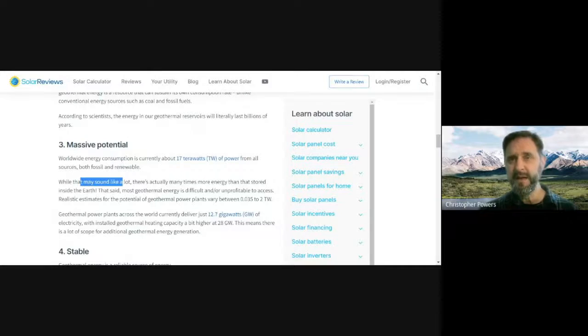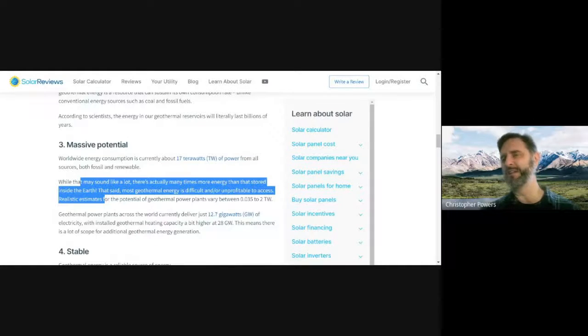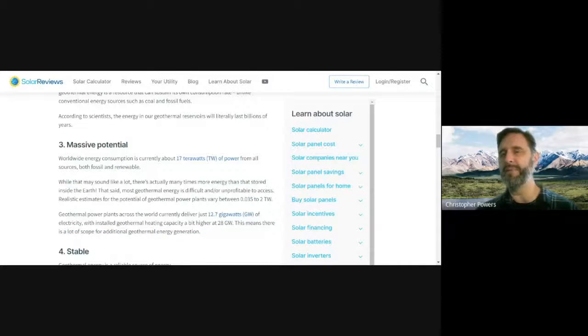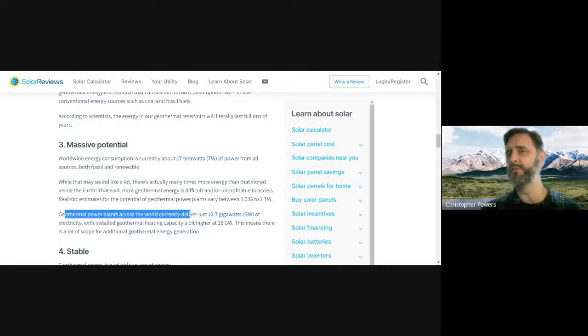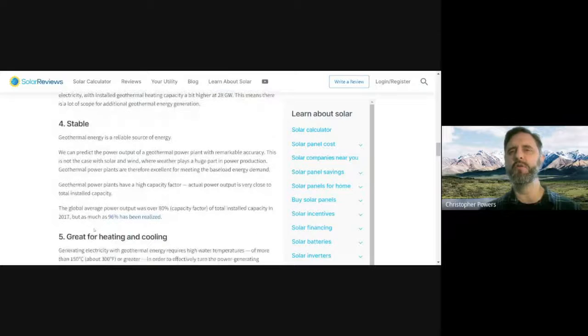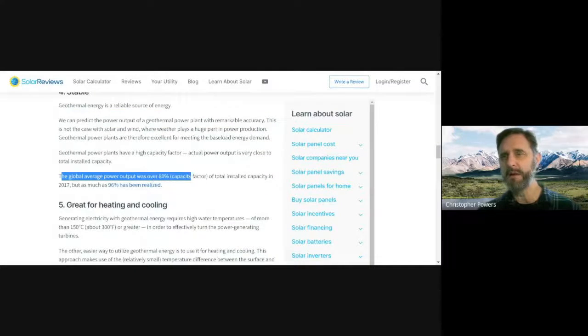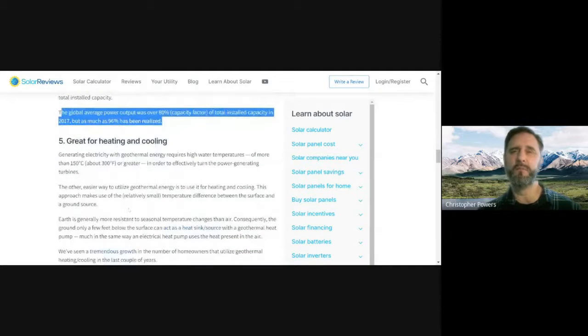Okay. There's actually many times more energy that's stored inside the earth. So we're not harnessing the 100%, like they say, with other things that we're using, we're only tapping into the surface of it, literally. All right. Geothermal power plants across the world currently deliver 12.7 gigawatts. All right. It's stable. We can predict the power output with remarkable accuracy. All right. So that is your other pro.